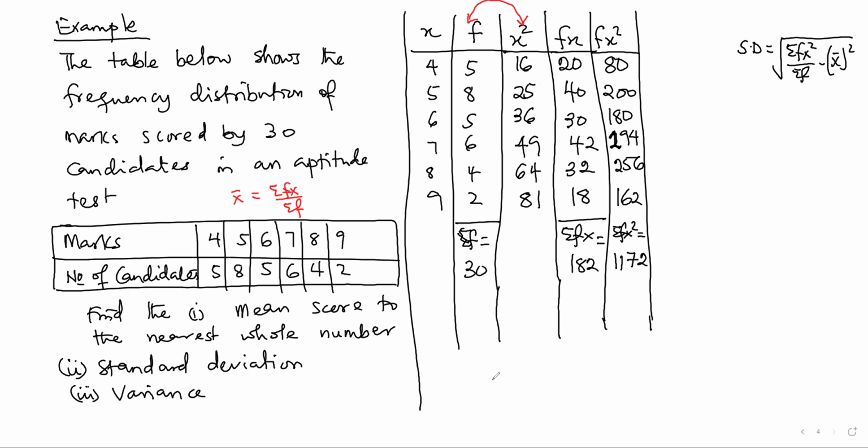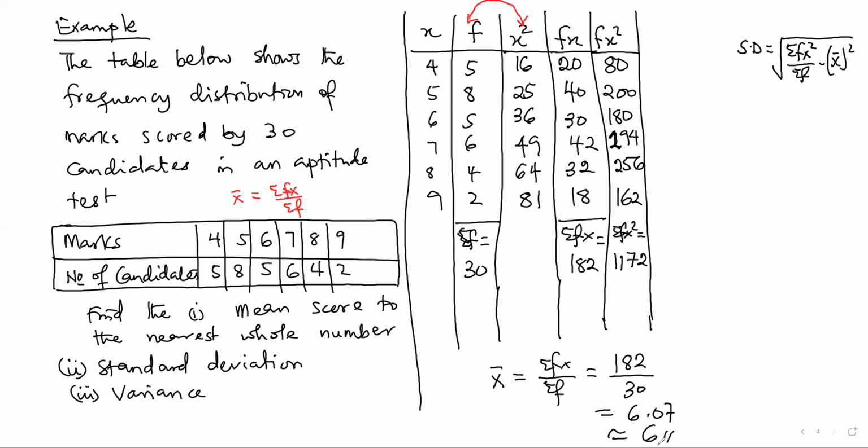So now the question says we have to find the mean. So the mean is summation of fx over summation of f. The summation of fx is 182, and the summation of f is 30. And when we divide, we get 6.07. To the nearest whole number, it is 6.